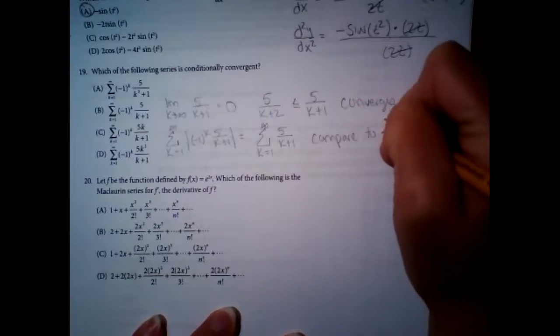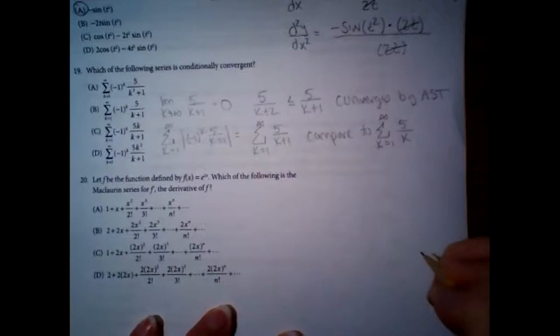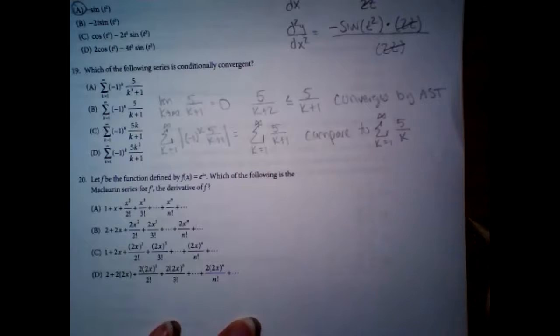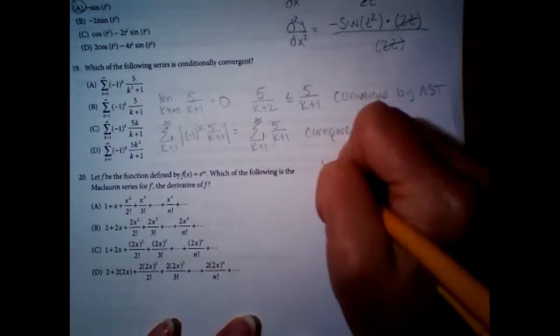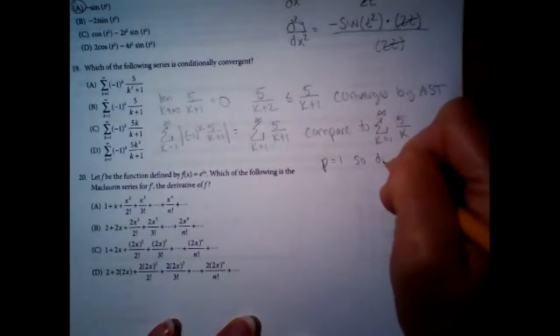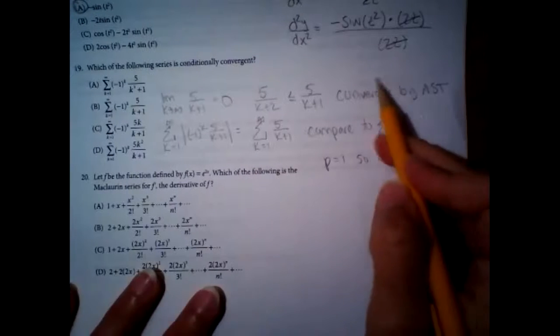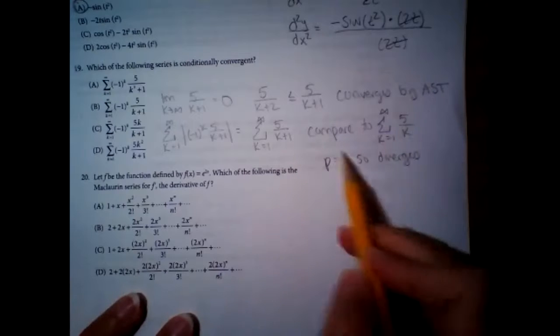We're going to compare this to the series sum from 1 to infinity of just 5 over k. Because that is a p series, this would be k to the first, so p is 1, and so that's going to diverge. P has to be greater than 1, so P would have to be bigger than that. So it converges, but if you do the absolute value, it diverges. And so that's why that is the answer. So B for that one.